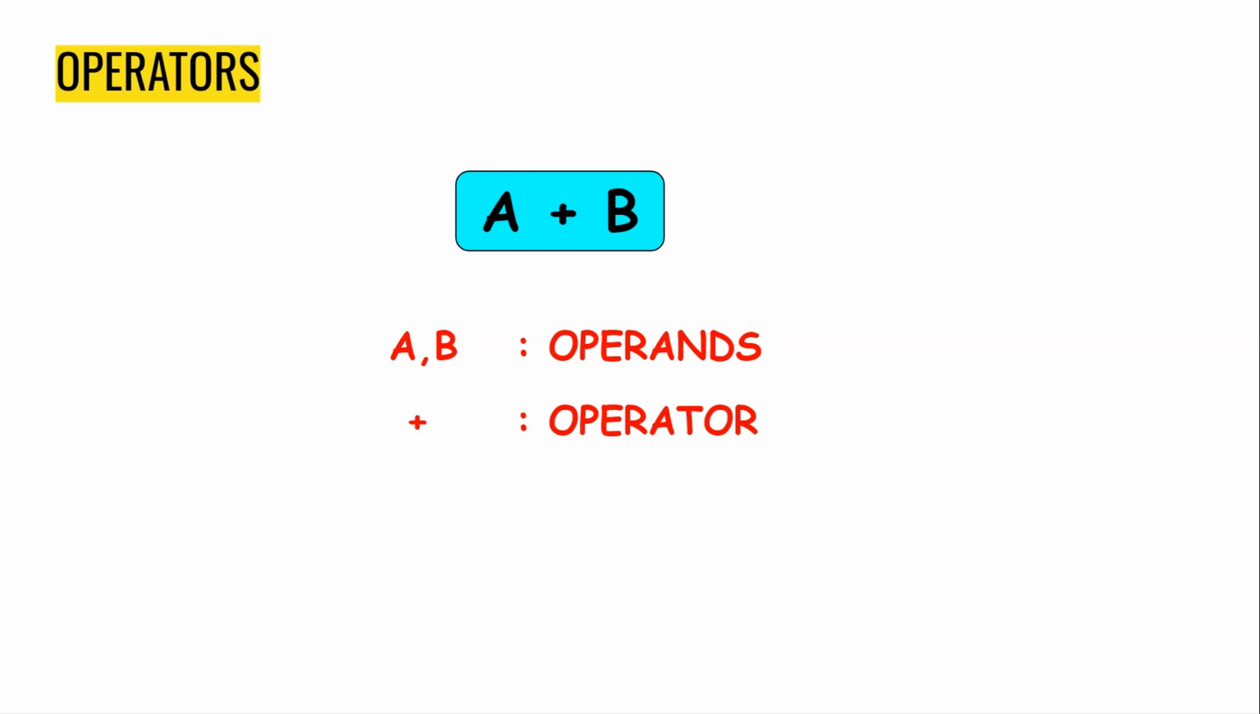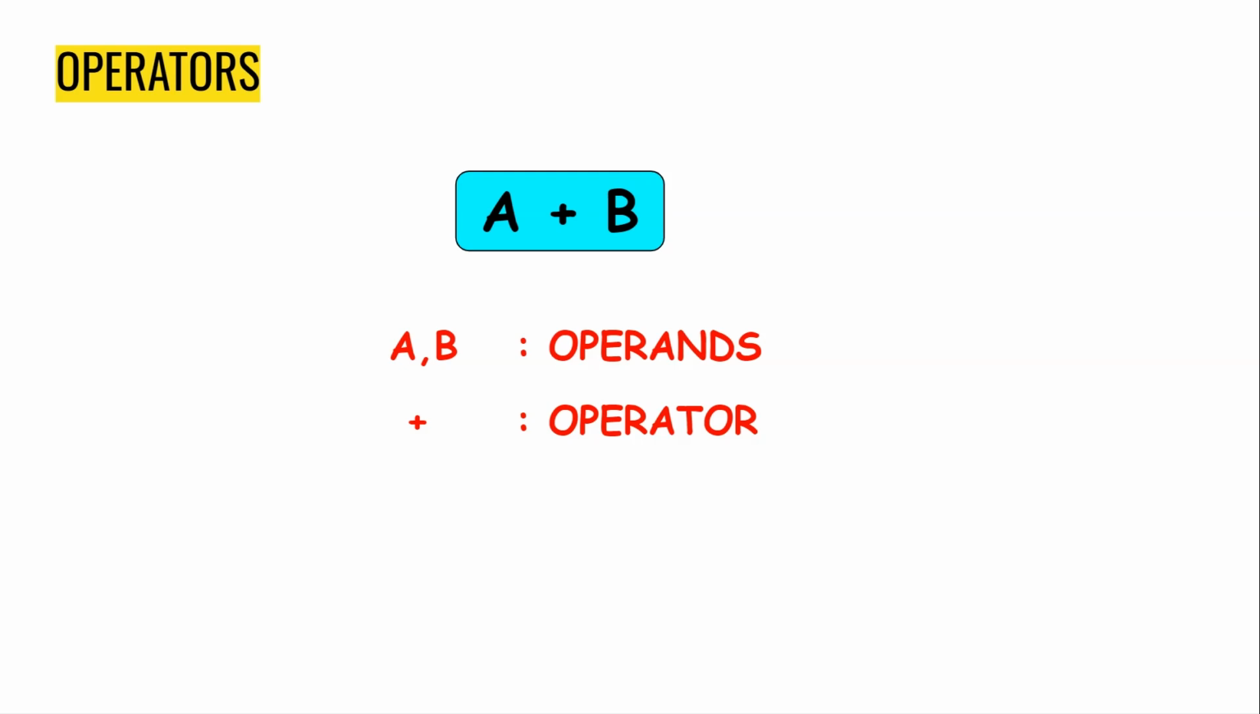Operand means it is an entity on which an operation is to be performed. An operand can be a variable name, a constant, a function call, or a macro name. Operators are nothing but symbols that specify the operation to be applied to their operands. So here A and B are operands and plus is the operator. The plus operator performs an addition operation on the operands A and B.